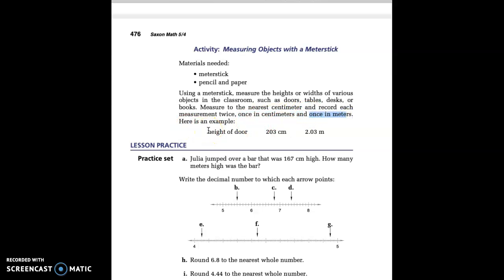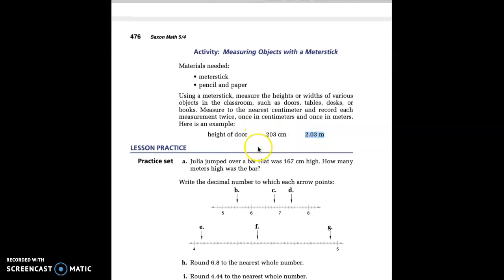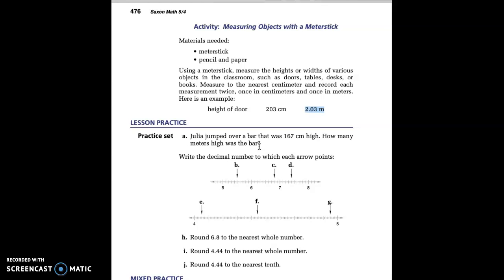Draw a table. We talked about tables on Monday. So you could write the height of a door. You could have a column that says centimeters, and you could have a column that says meters. So I want you to write the centimeters, and then I want you to convert it into meters. Remember, there are 100 centimeters in 1 meter. So have fun with that. There's a ton of stuff, I'm sure, around your house that you can measure.